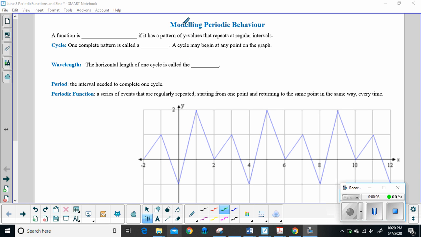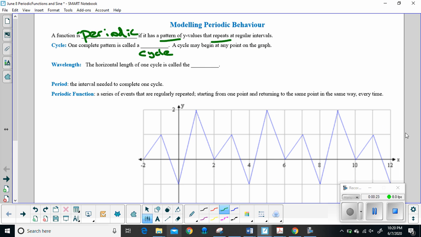Hey guys, today we're going to start modeling periodic behavior. So a function is called periodic if it has a pattern of y values that repeat at regular intervals. So there has to be a pattern and it has to repeat. One complete pattern is called a cycle. And a cycle can begin at any point on the graph.